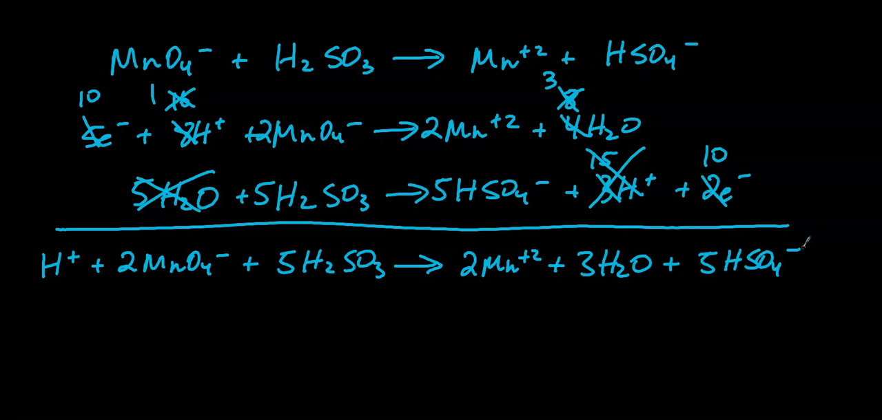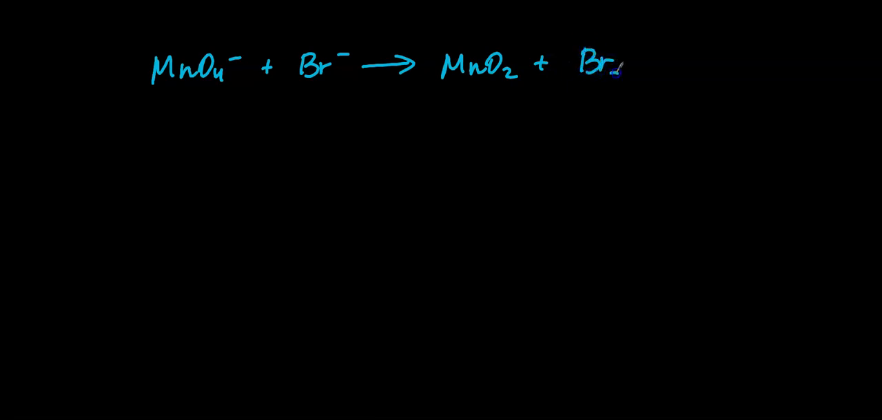All right, let's try one more. This one I don't think is in the book, so let's do this. We'll use permanganate again. I think we can do this one. In an acidic solution, permanganate reduces to Mn plus 2. In a basic solution, let's show that here, you produce not Mn plus 2, but MnO2, manganese 4 oxide.